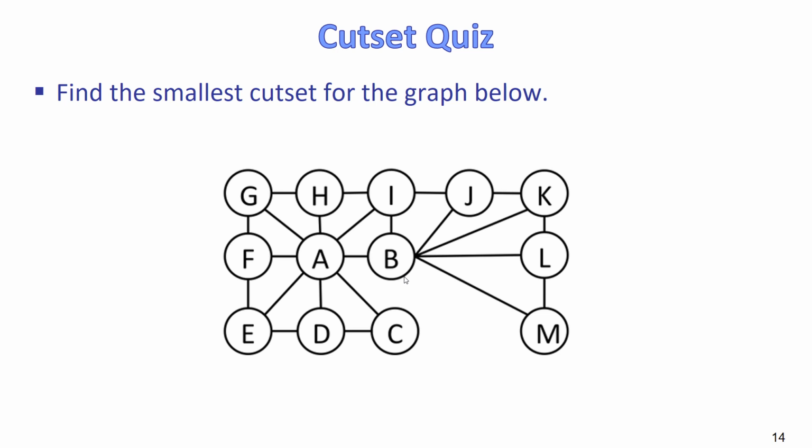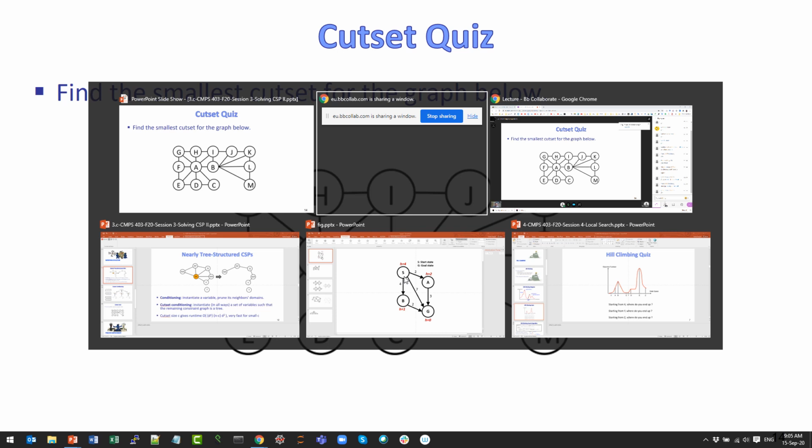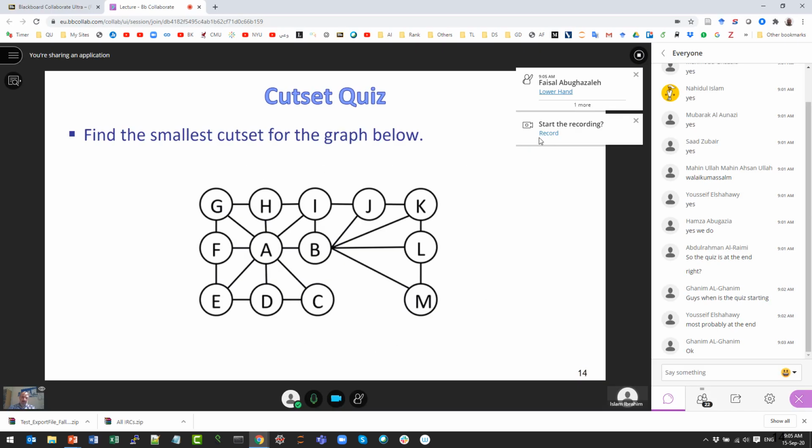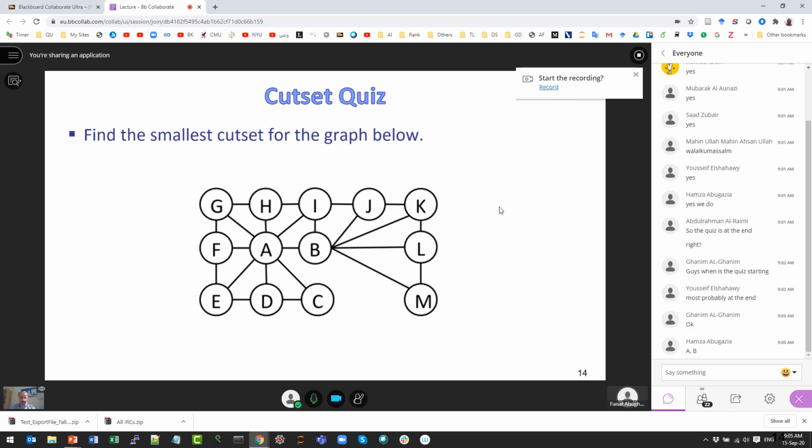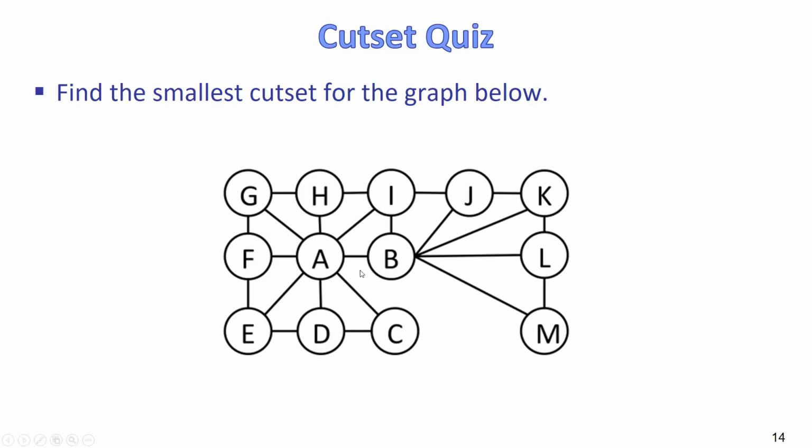Here is a small quiz for you. That's not, of course, the quiz that you are waiting for, but it is a quiz related to Cutset. Find me within that constraint graph the smallest Cutset. Any answers? Faisal? Okay, if we remove A and B, we don't have cycles.